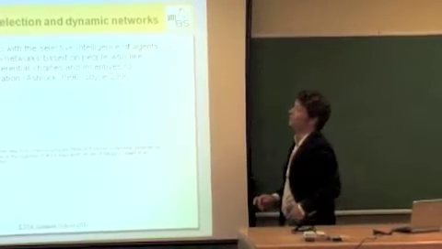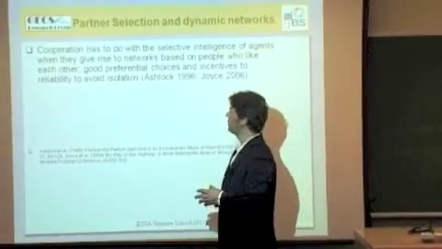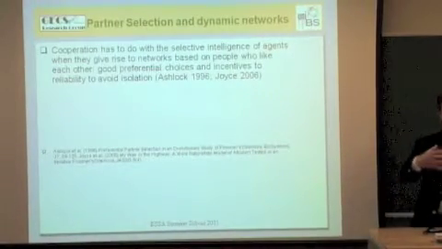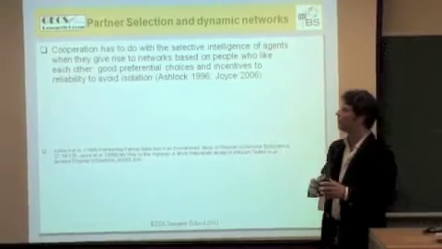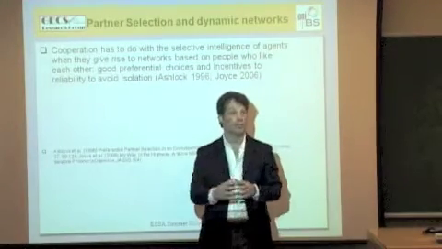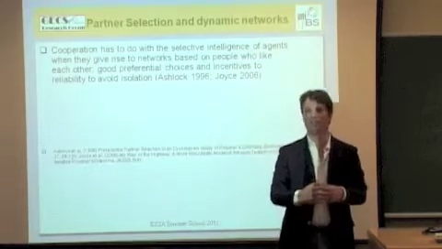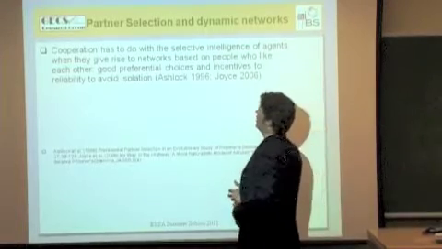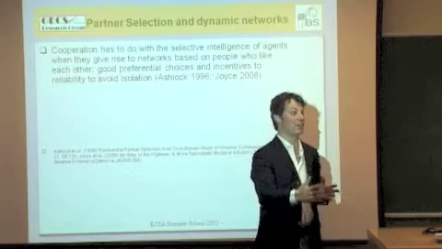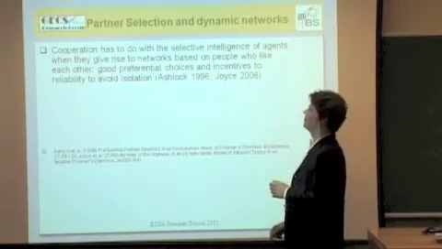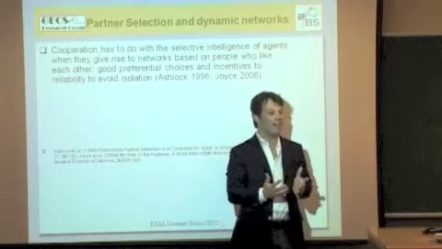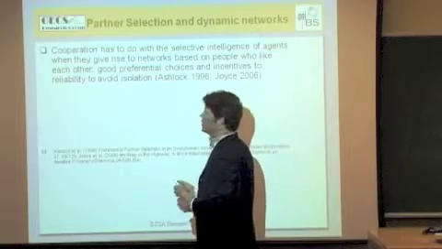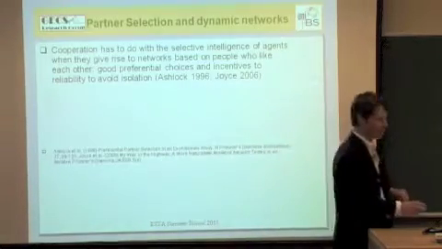Here we go to the first. We know that cooperation probably has to do with the capability of agents to give rise to networks based on people who like each other. In reality, we are not always condemned to interact with random people. We sometimes select our partners, so we have the chance to select. This is good in the sense that it helps us reduce the risk of interacting with unknown partners, which is particularly important on markets. At the same time, it provides incentives to people to signal their trustworthiness to other partners, to attract a partner of interaction and to avoid isolation from a market or from a social group.